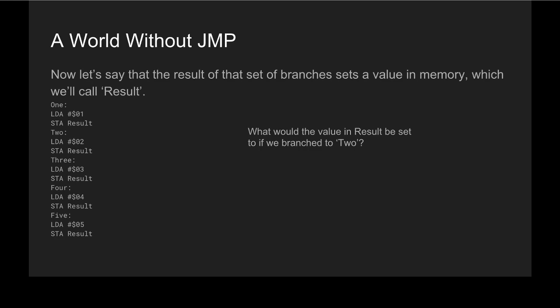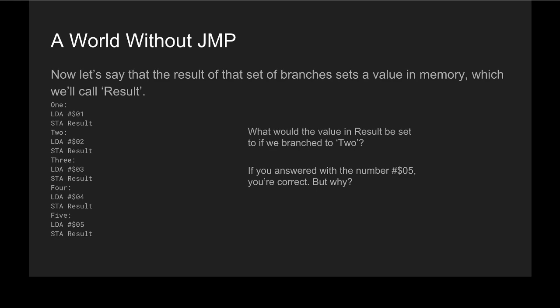Continuing on, let's say that the result of that set of branches sets a value in memory, which we'll just call result for simplicity's sake. 1 loads 1, stores it in result. 2 loads 2, stores it in result, and so on. I just realized I actually skipped ahead before I asked the question. Oh well, you probably already had a chance to read that. What would the value in result be if we branched to 2? Because we didn't use any jump commands, the answer to that would be 5.